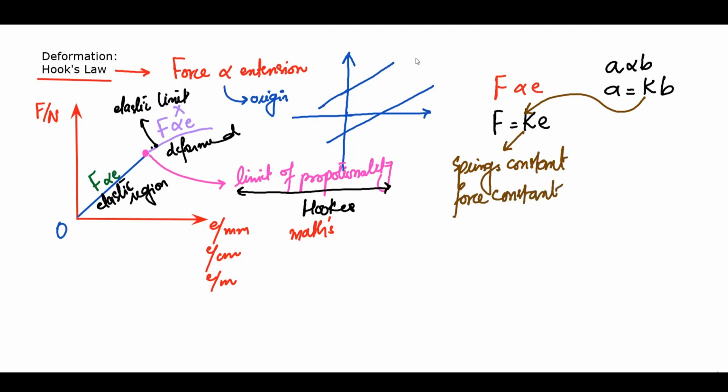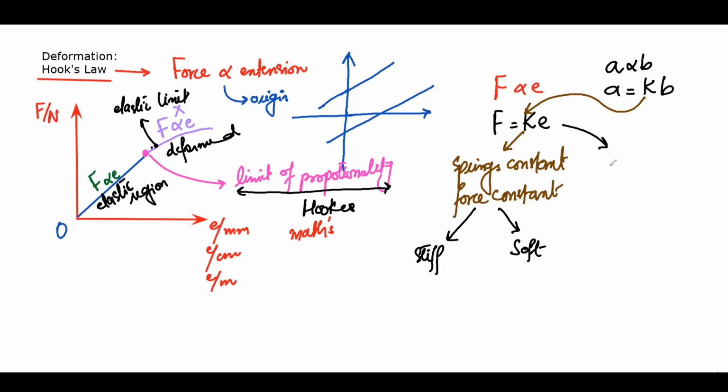Basically, this factor only tells you whether the spring is a bit stiff or difficult to stretch, or if it's a soft spring, which is easy to stretch, right? That's all it does. Okay, so let's analyze what K actually is.